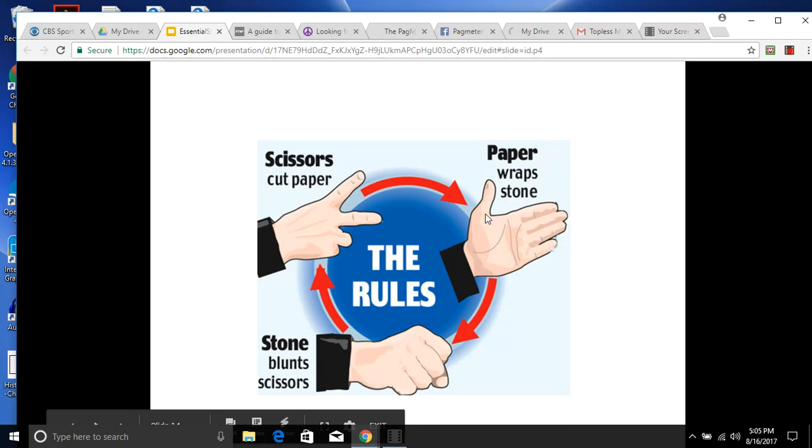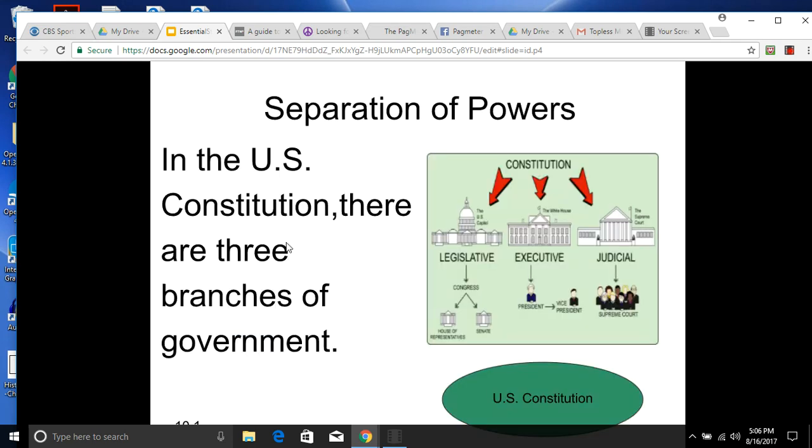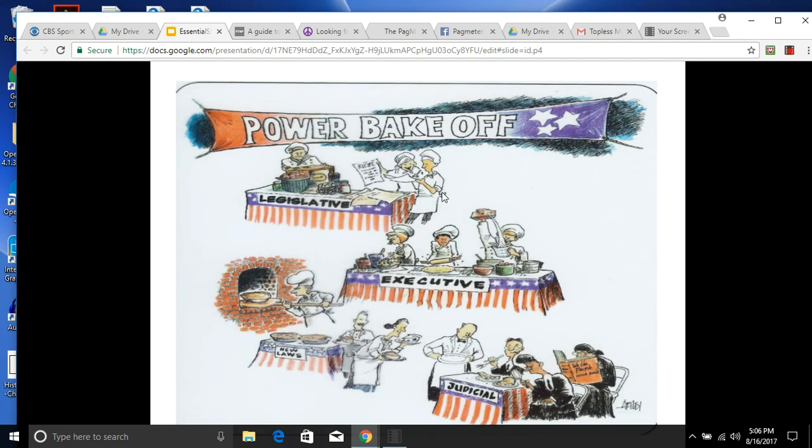I used the example in class of paper, rock, and scissors. In paper, rock, and scissors, each of the hand positions has its own power, but in a way, each limits the other hand positions. There's three, kind of like our three branches of government. So that's the example that I like to use. In the US Constitution, there are three branches of government. We just talked about that.